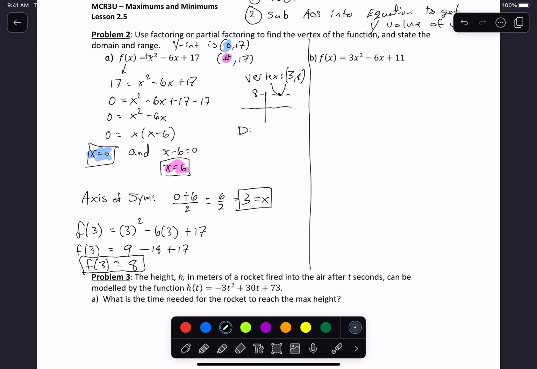x can be all the real numbers. And so somebody write this down, Sophie. And what is y? y is a part of the real numbers such that y is greater than or equal to 8. y is greater than or equal to 8.